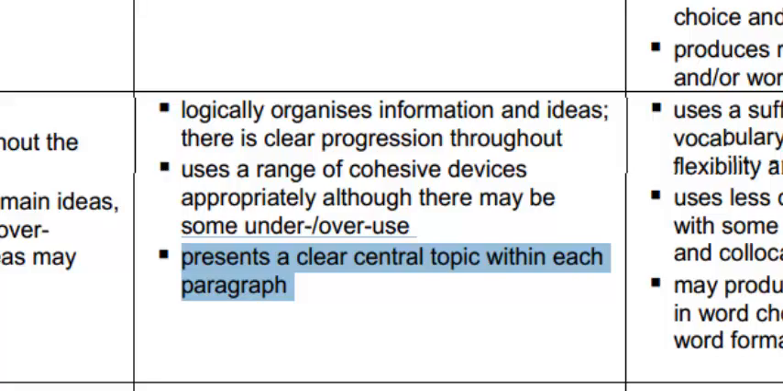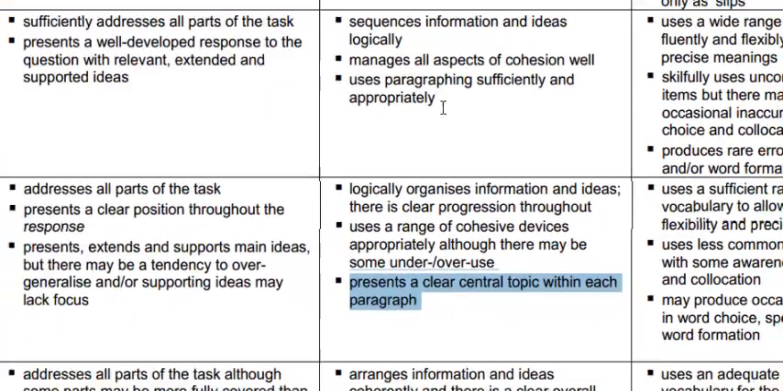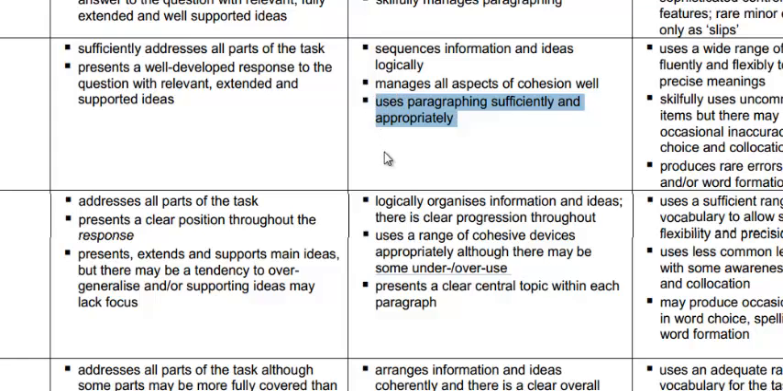And finally, if we look up at band score 8, it reads, uses paragraphing sufficiently and appropriately. This is basically the same as band score 7. However, there is really no strain on the reader whatsoever. They can understand all of the logical sequencing of information and ideas in your paragraph because it's all related very clearly to the topic sentence.